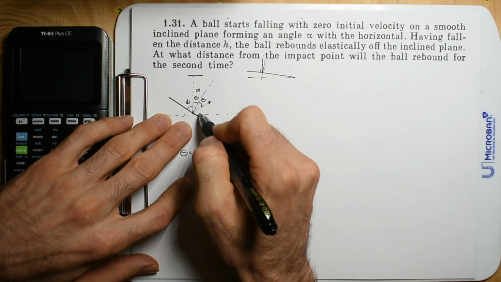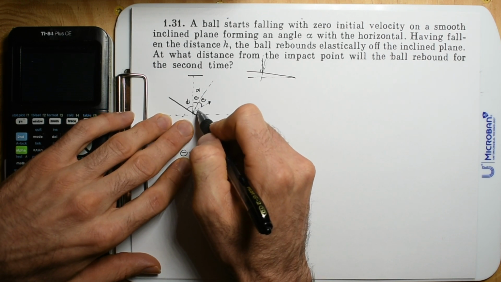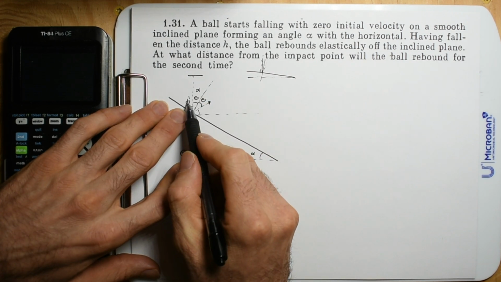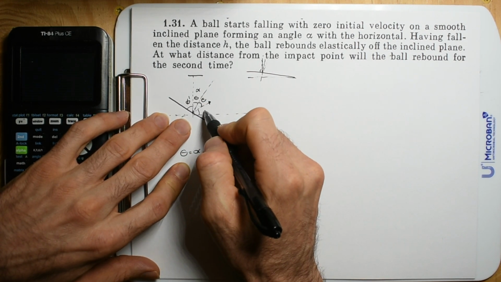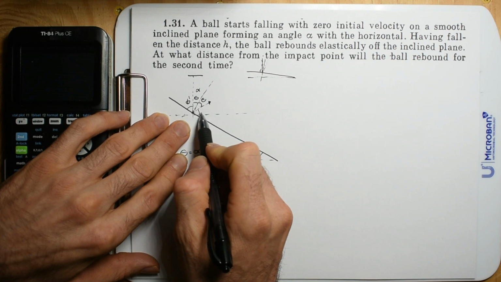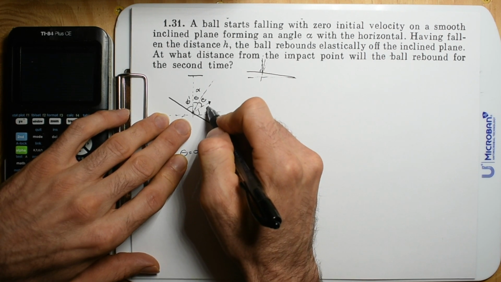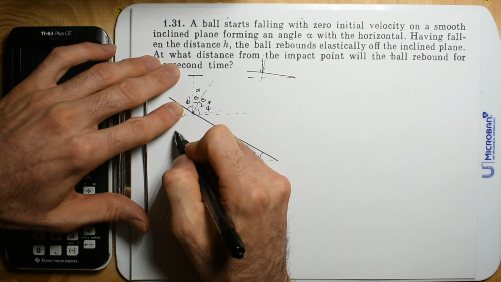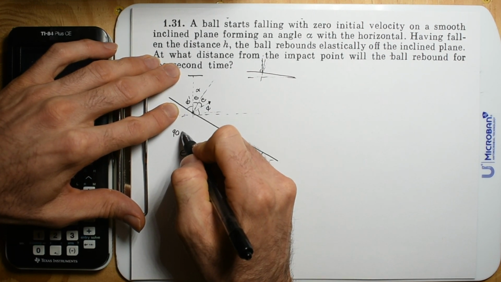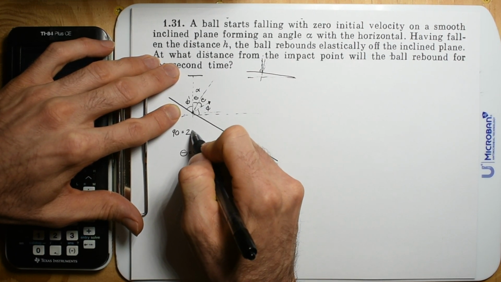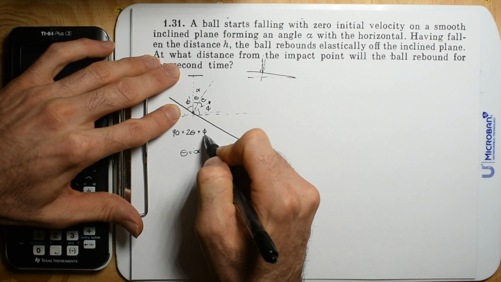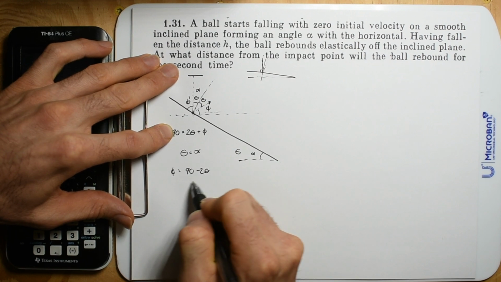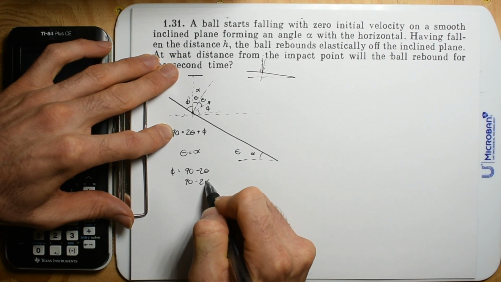So now we want to know what this is from this direction. I'm going to say this is phi prime, because who cares about that one? But this is the one that we're most interested in, and this is going to be phi. And phi is 2 theta, so 90 degrees is equal to 2 theta plus phi. So phi is equal to 90 minus 2 theta, and in this case, 90 minus 2 alpha.